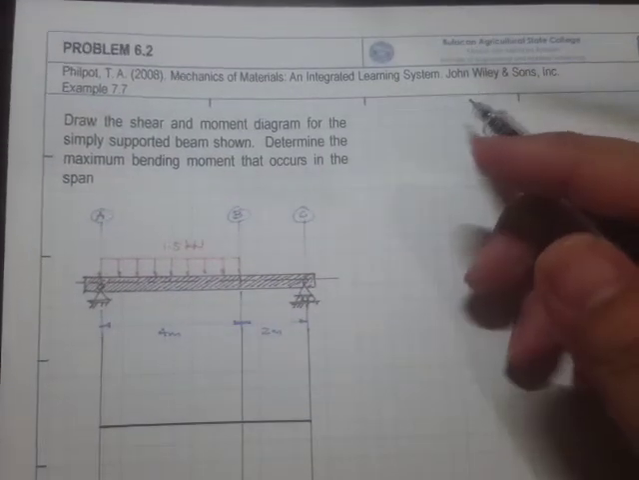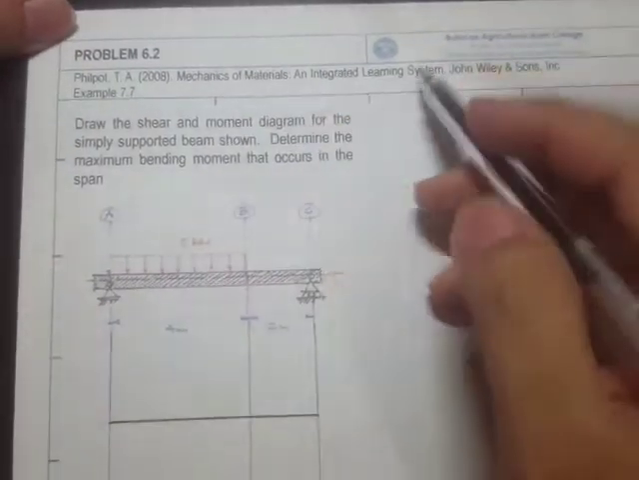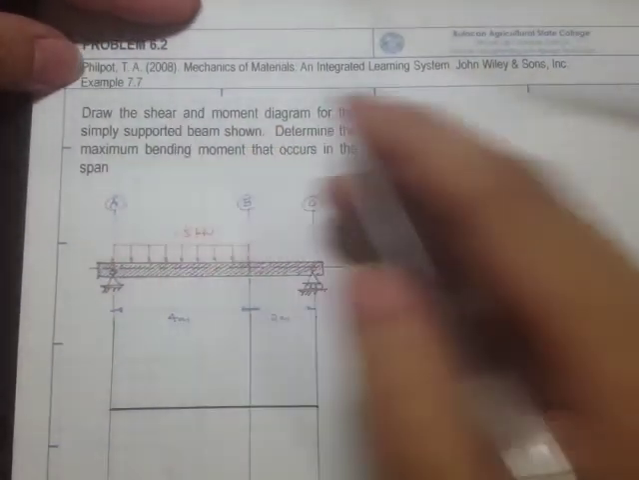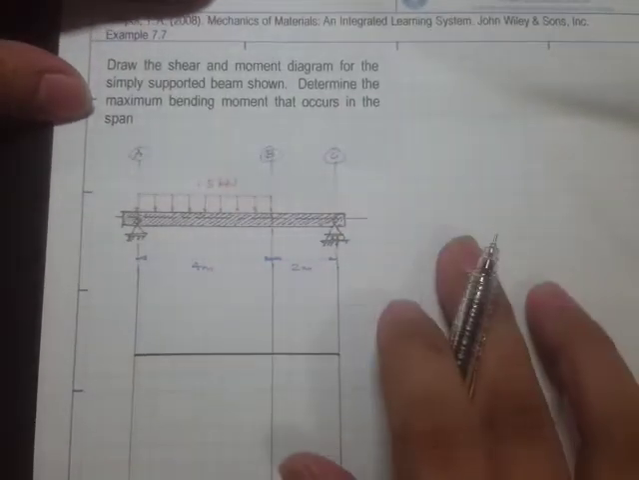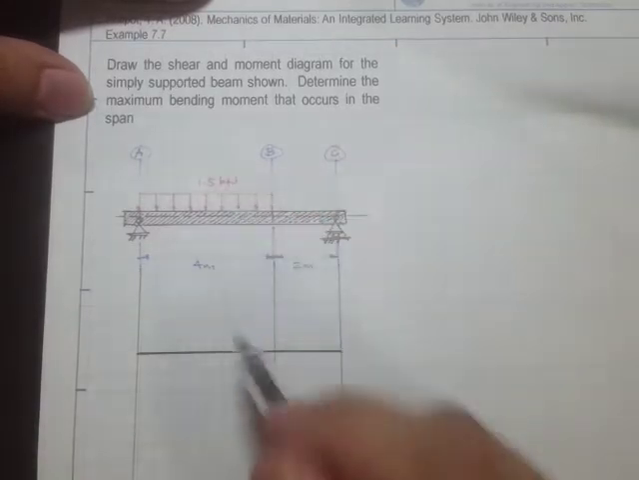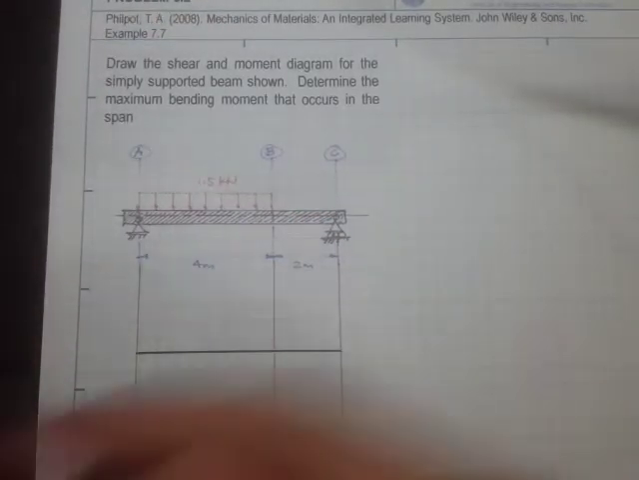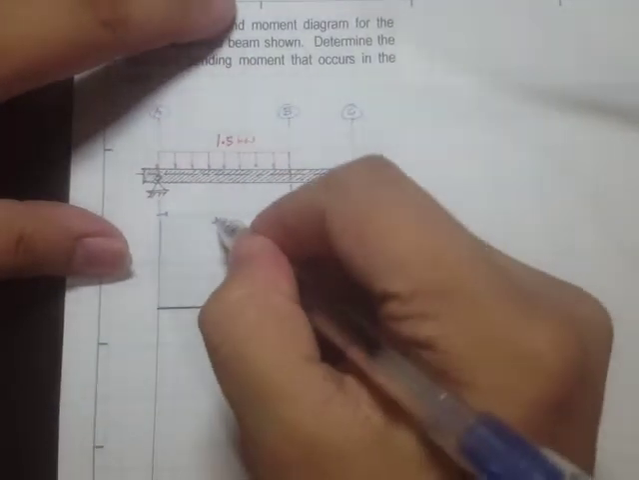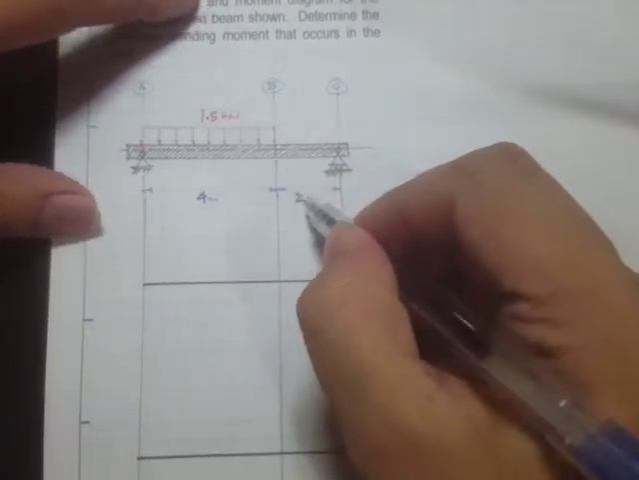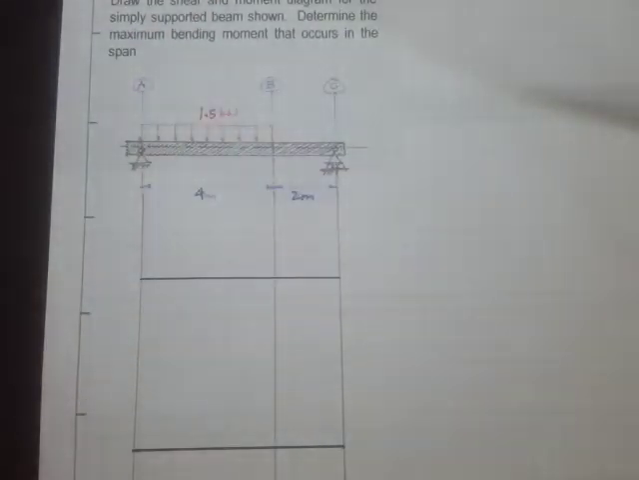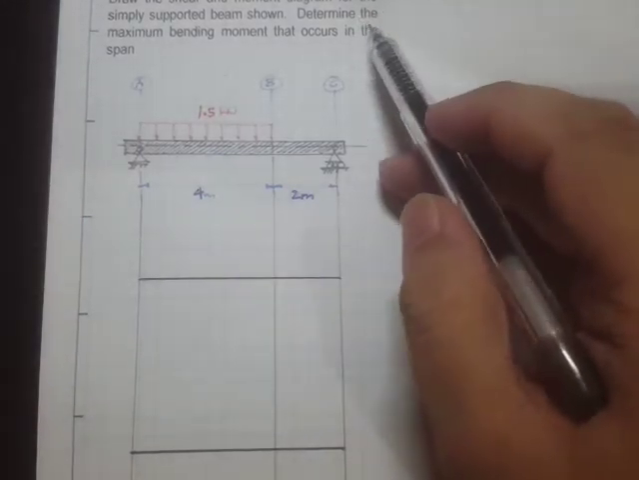Now for our second sample problem. This one is again taken from the textbook by Philpott, and this is example 7.7. We have this beam right here, loaded with distributed loadings of 1.5 kilonewtons, and the distance from point A to B is 4 meters, and from B to C is 2 meters. We are asked to determine the maximum bending moment that occurs in the span, and we can only determine the maximum moment once we have the shear and the loading diagrams.